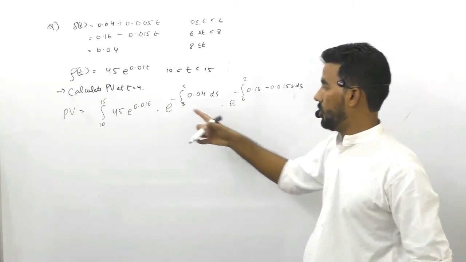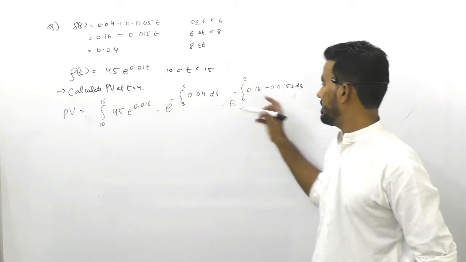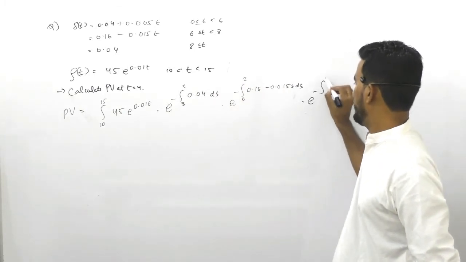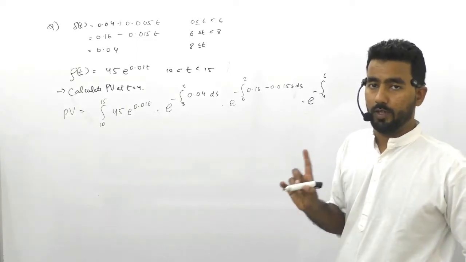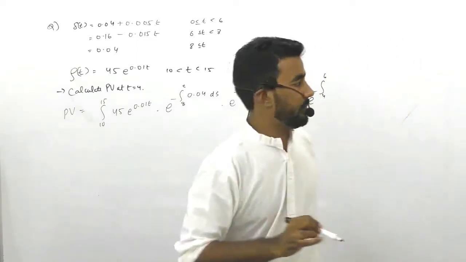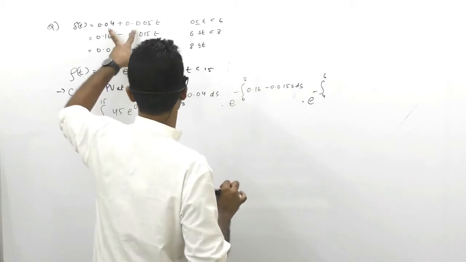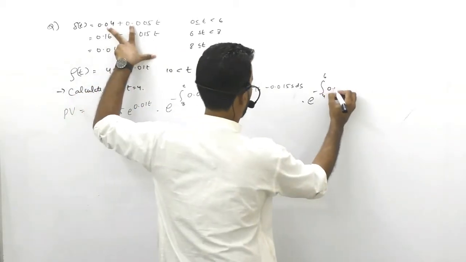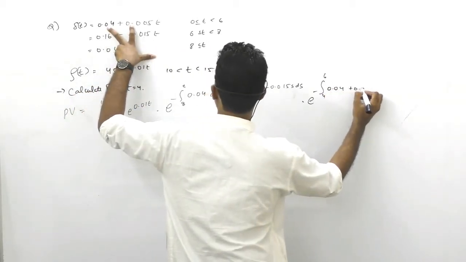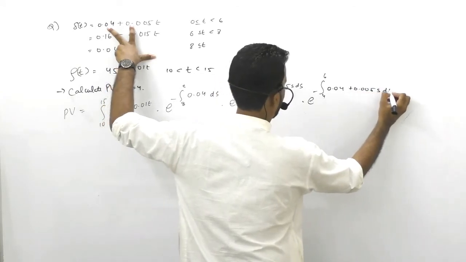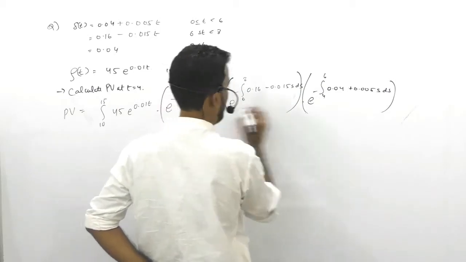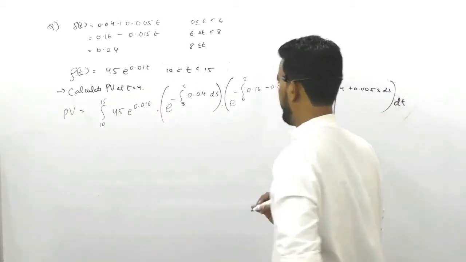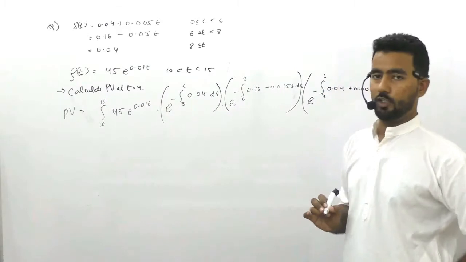So first discounting all the payments to time 8, then 8 to 6, and then from 6 to 4, not 0, because the question asks you to find present value at time 4 and not 0. And the force of interest is given as 0.04 plus 0.005 s ds. The whole thing into dt. That is how the equation should look like.